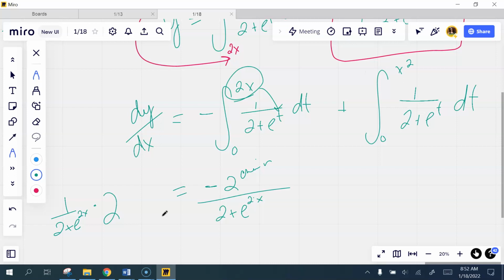Skip the step. Dylan, we are not killing kittens today. You can't cancel those 2's out like that.